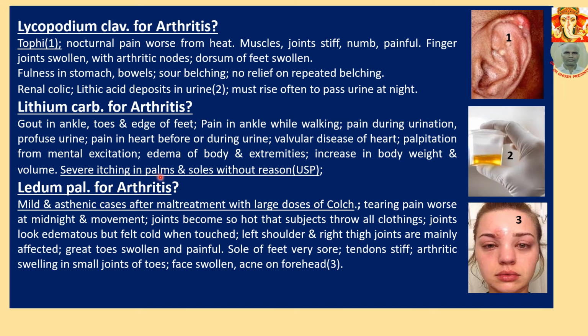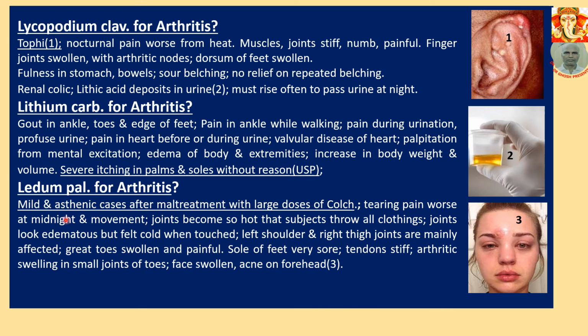Severe itching in palms and soles without reason. This is an USP, an uncommon, strange, peculiar symptom. The patient will report that there is itching in my palm, itching in my sole, but you can see there is no trouble, no reason. This Lithium carb is also selected when the heart is associated with arthritis. Some trouble in the heart is also there.